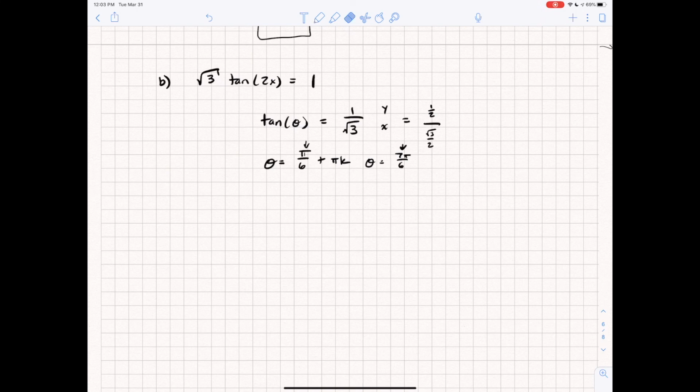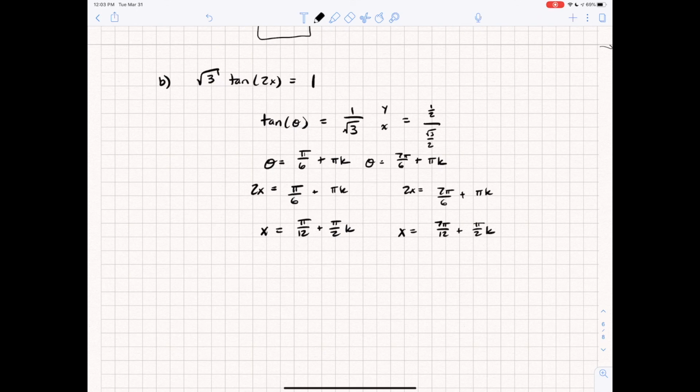We'll leave this, and let's just double check and see if it matters, if we need to list both, and we'll go from there. So I'm going to replace theta with my 2x. So I get 2x is equal to pi over 6 plus pi k. 2x is equal to 7 pi over 6 plus pi k. I'm going to divide by 2, so I get x is pi over 12 plus pi over 2k. And here I get x is equal to 7 pi over 12 plus pi over 2k.